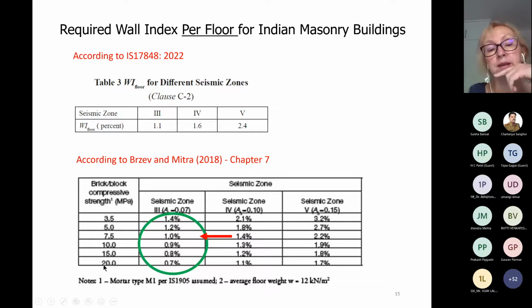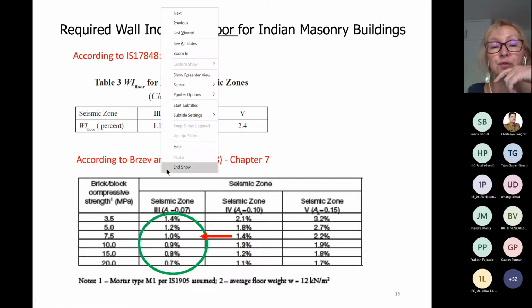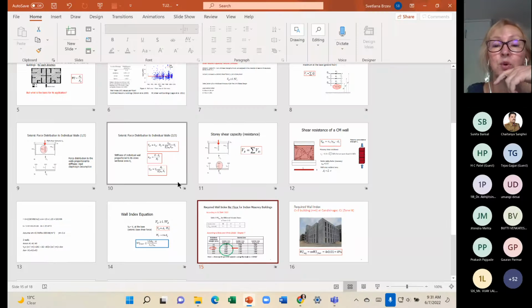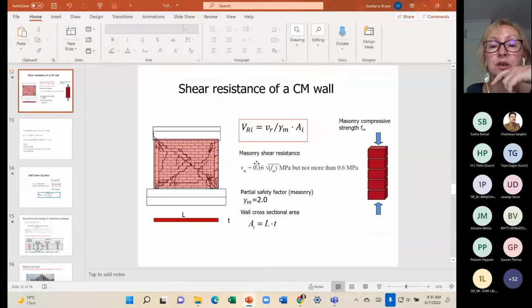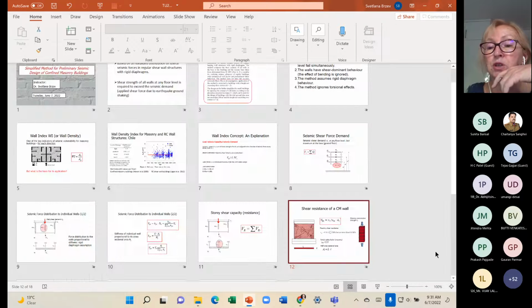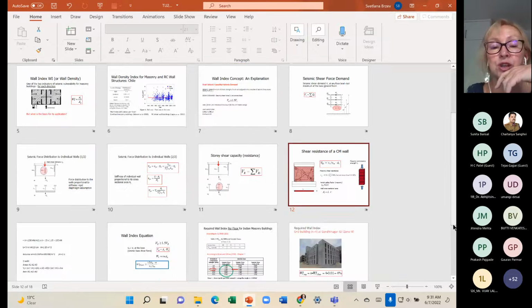So the point in this is that the higher brick strength you have, for the same seismic zone, you need a smaller percentage of walls. Does it make sense? I hope yes, because the walls are stronger. You see that in this equation for the strength of the masonry, we said that the shear strength depends on the compressive strength, and compressive strength depends on the strength of bricks and mortar type, as discussed in the previous lecture. So it's all connected.